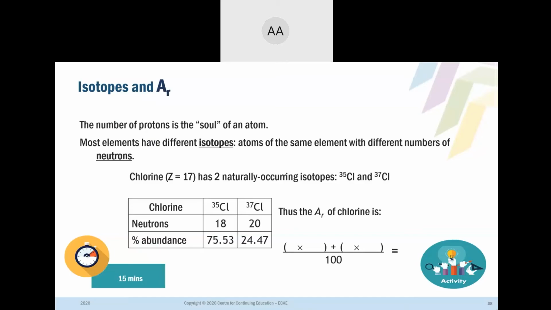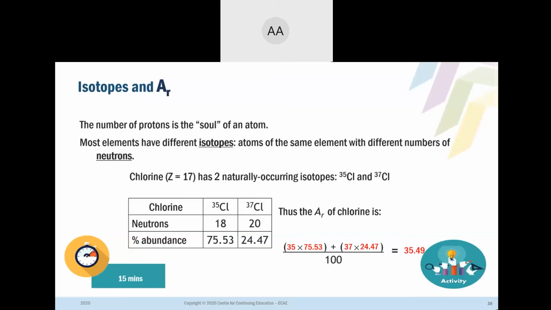Yeah, that's right. There we have the mass of each isotope multiplied by the percentage abundance, which gives us 35.49. So what you have now on the screen in front of you is the method to calculate relative atomic mass.